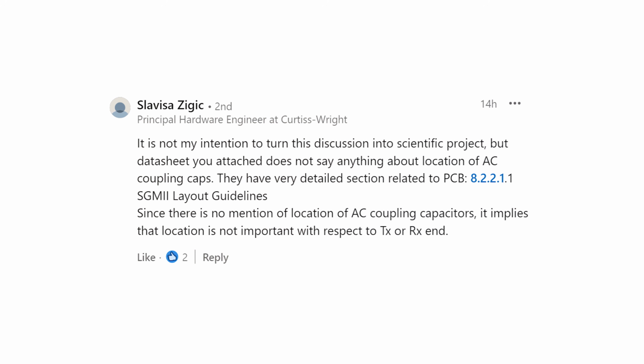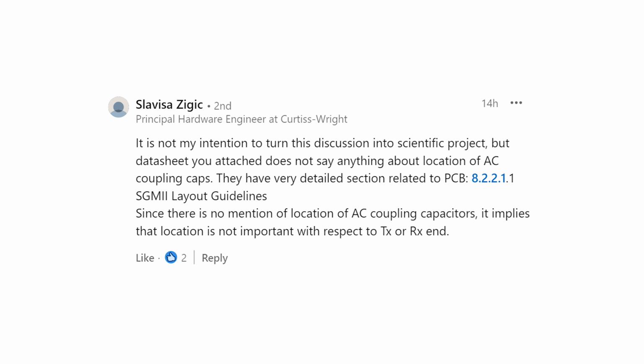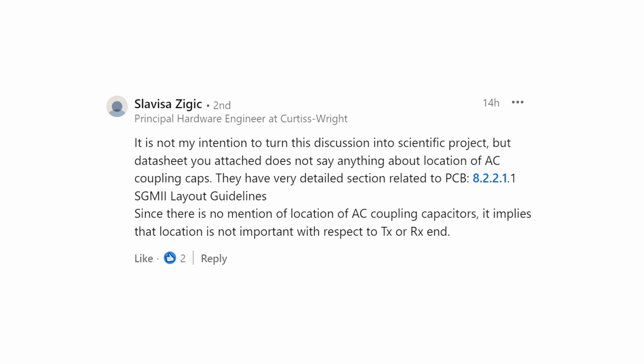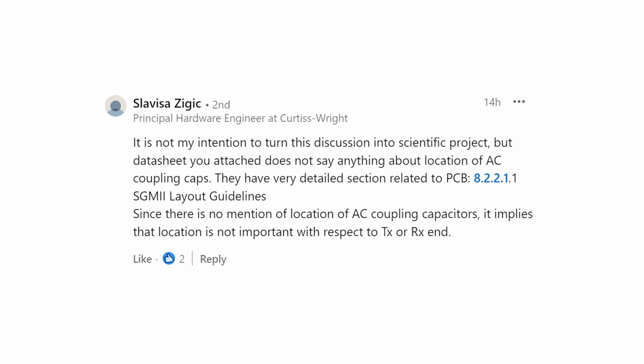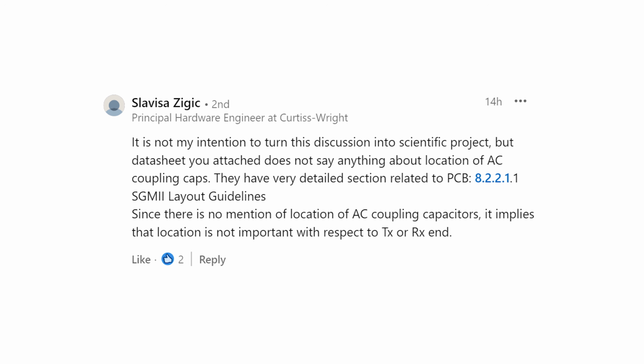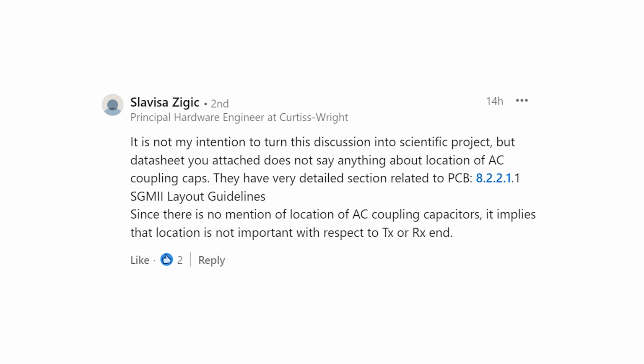It is not my intention to turn this discussion into a scientific project, but the datasheet you attached does not say anything about the location of AC coupling caps. They have a very detailed section related to the PCB, and there is no mention of the location of the AC coupling capacitors. This implies that the location is not important with respect to TX or RX ends.